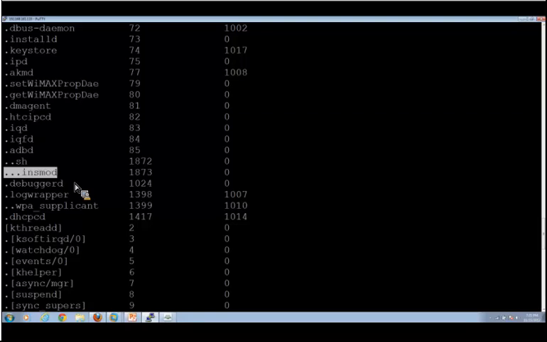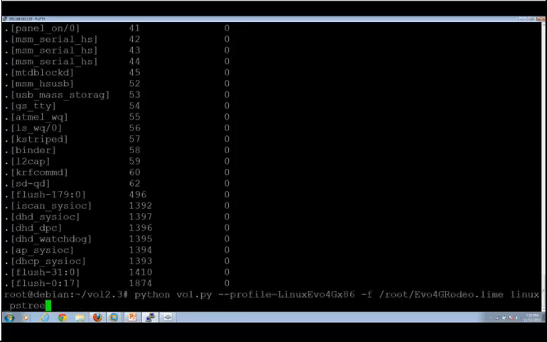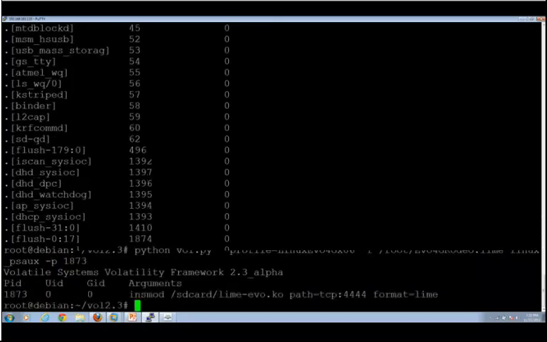And so now what we see is that PID 1873 is insmod. And if we use our psaux plugin with that PID, we're going to see the fact that we ran insmod, and this is the path that we had. So we had our SD card, the path, and the format.